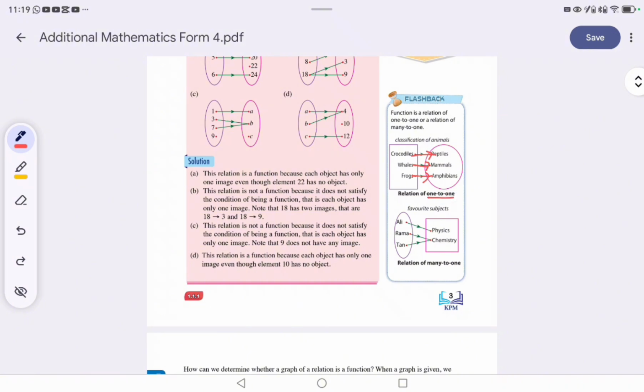How about this one? Favorite subjects. Ali likes physics. Rama and Tan like chemistry. So this relation is many to 1. Many. Rama and Tan, both of them like chemistry. So many to 1. So this one we call a function.